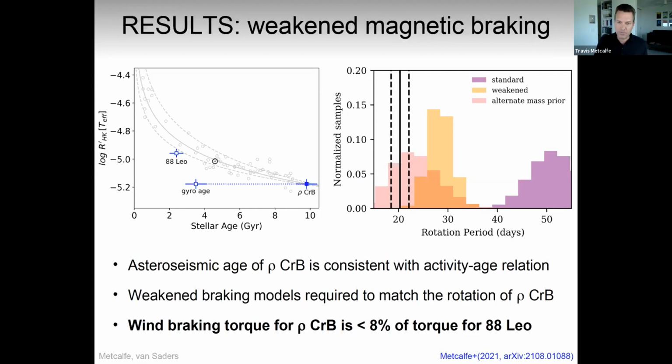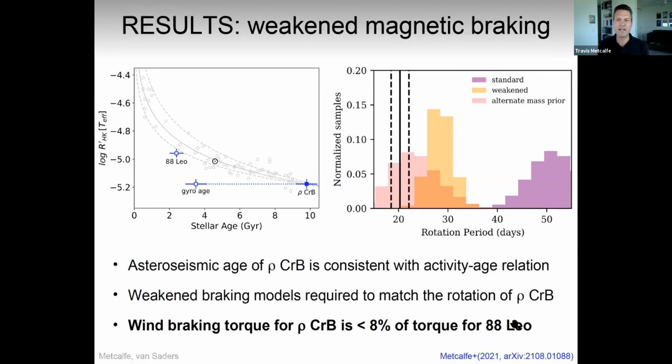So now we basically have all of the ingredients that we needed, as I showed in the beginning, to predict what is the magnetic braking torque for each of these stars and how do they compare. And so when you just plug in all of those ingredients, what we find is that the magnetic braking torque for Rocore Bohr is more than an order of magnitude smaller than it is for 88 Leo.